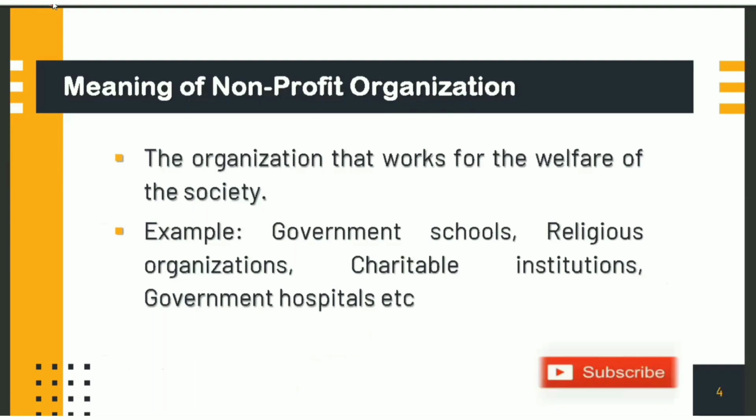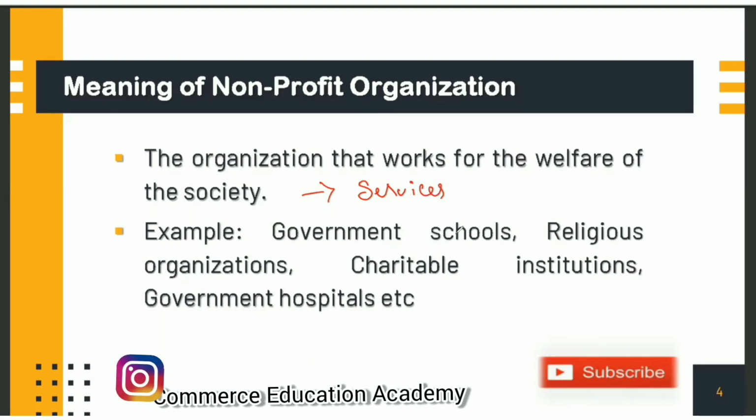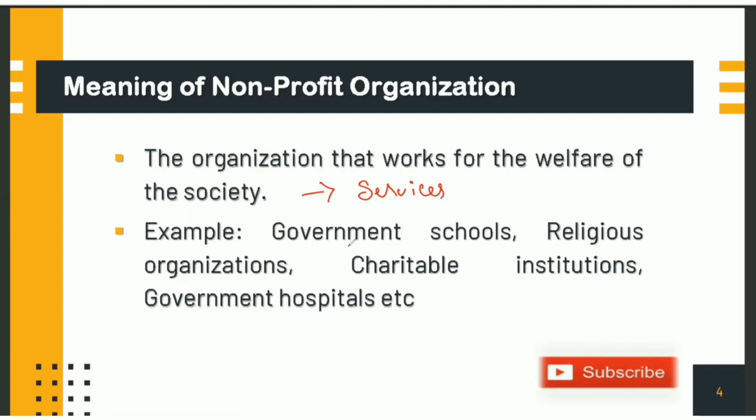As the name itself states, when an organization has been set up for the purpose of rendering services to a group of people or the public in general, then we call it an NPO. The organization that works for the welfare of the society, we see it as an NPO. The main objective of this NPO is providing services to a specific group of people or the public in general. Examples: government schools, religious organizations, charitable institutions, government hospitals, etc.